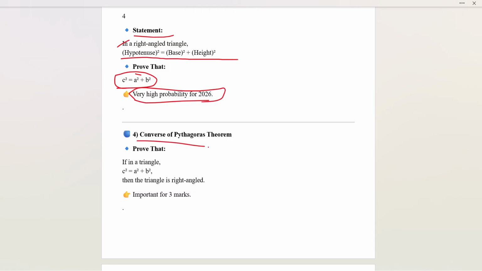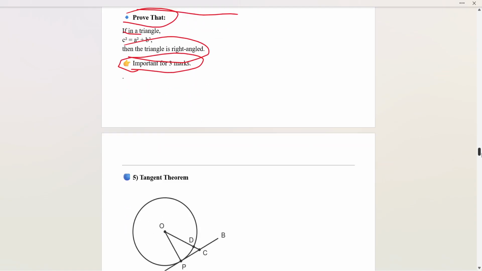Move to the next, it is the converse of the Pythagoras theorem. In place of the Pythagoras theorem, there are two similar theorems, the converse of the Pythagoras theorem and the regular Pythagoras theorem. Prove that if in a triangle C square is equal to A square plus B square, then the triangle is a right angle triangle. That is the converse of the Pythagoras theorem. It is important for 3 marks. They ask the converse of the Pythagoras theorem for 3 marks because it is a short theorem. Okay, so move to the next.